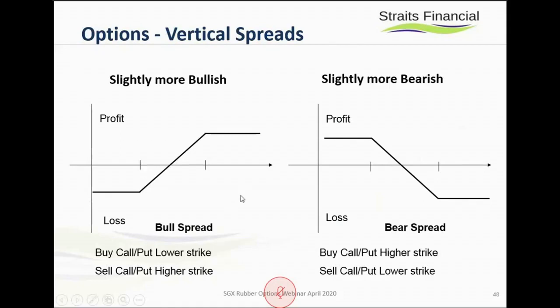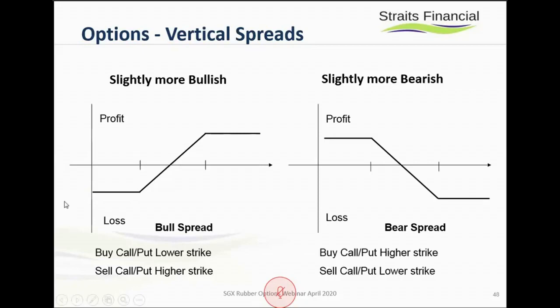Okay. In this strategy, you don't expect the market to rally a lot. You expect the market to be stronger. So you are slightly more bullish. Okay, so you buy a call at a lower strike price. You can buy a call or buy a put, you can choose. At a lower strike price, and you sell a call or a put option at a higher strike price. We call this a bull spread. All right. So you buy a call, you pay premium. You sell a call, you receive premium.